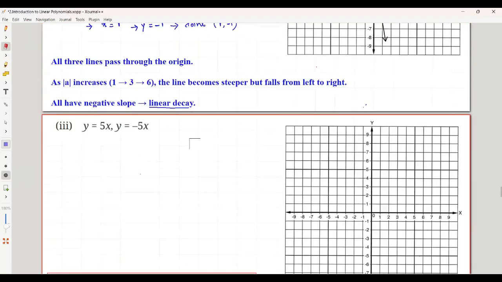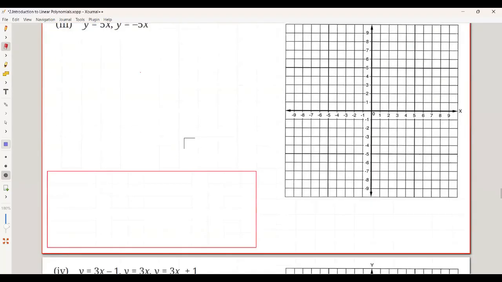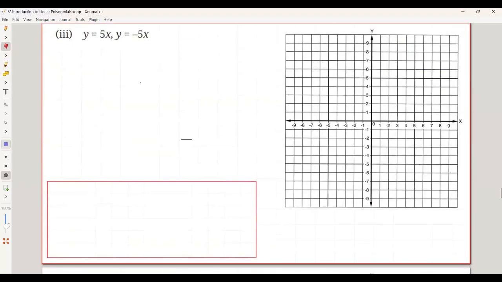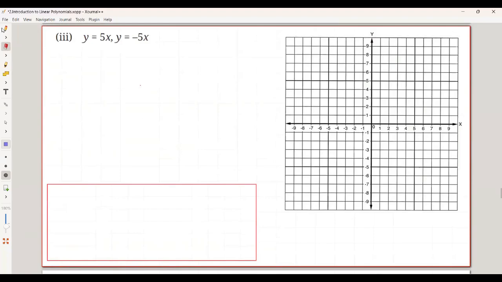Now third question. Every question is the same. If you have the graph note, you can try it yourself. Here they have given only two equations. First I'm taking y is equal to 5x.